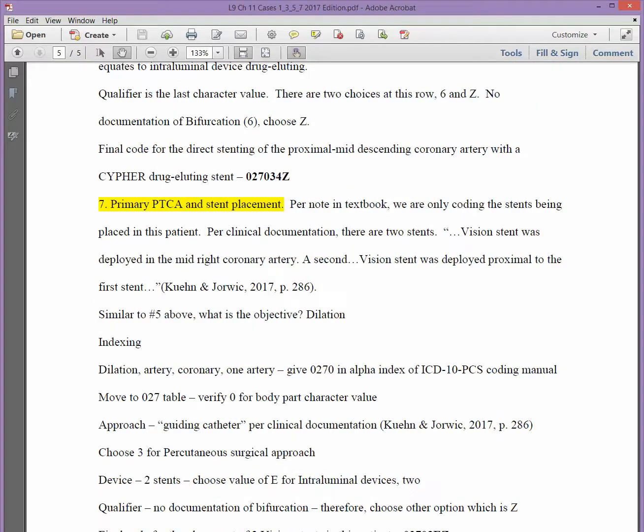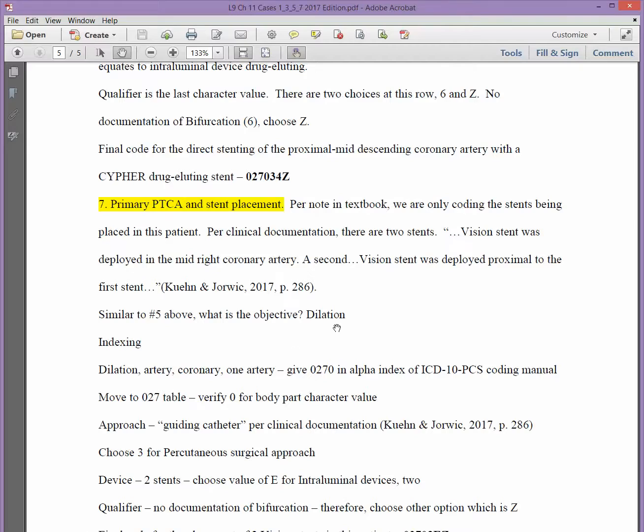And the last one, number 7, is very similar to the one we just did. Number 7 is a primary PTCA and stent placement. Per the note in the textbook, we're only coding the stent. However, it is more than one. The patient had 2 stents, and this particular manufacturer's type they used was called a vision stent. In your clinical information, it states a vision stent was deployed to the mid-right coronary artery. A second vision stent was deployed proximal to the first.